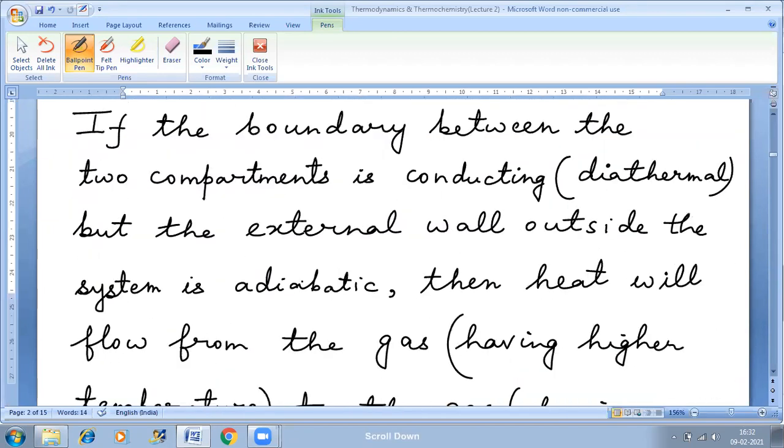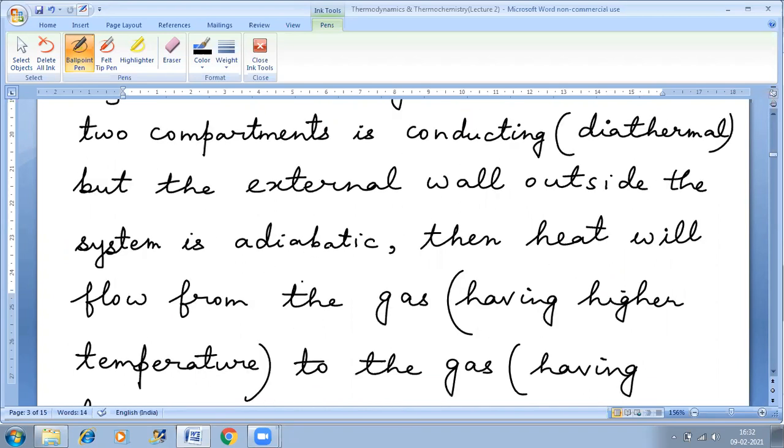This was the case that we were talking of. That is, if the boundary between two compartments is diathermal, but the external wall outside the system is adiabatic, then heat will flow from that compartment which has a higher temperature to that compartment which has a lower temperature. And ultimately, both the compartments will attain the same temperature. So that will again be a state of thermal equilibrium.